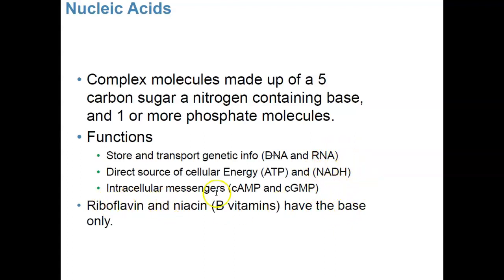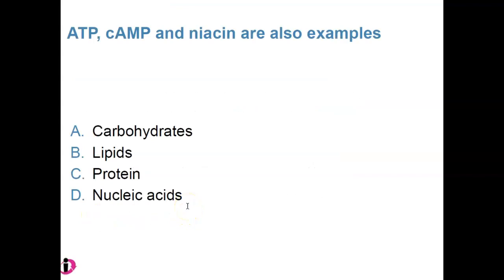And intercellular messengers, we will not be talking about them, but I like saying cyclic AMP and cyclic GMP. So those are actually nucleic acids. So nucleic acids play an important role. And technically, 2 B vitamins, riboflavin and niacin, are the base of a nucleic acid. So that is our very brief intro to organic chemistry.